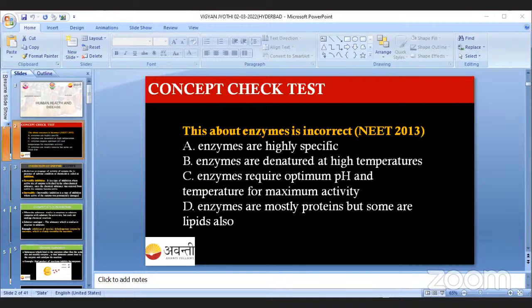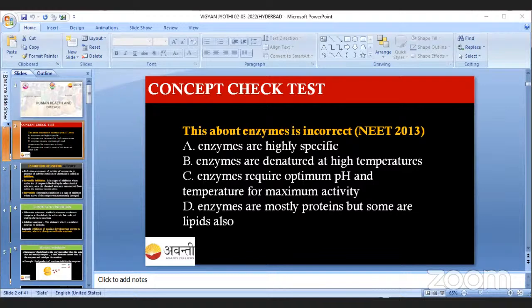Okay. So today we are going to complete some of the topic of biomolecules, and then we are continuing the human health and disease. So here is a question for you. This is about which statement on enzymes is incorrect. Here I have given some statements which are not correct. You have to tell me.